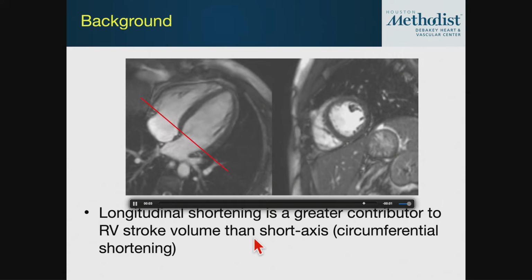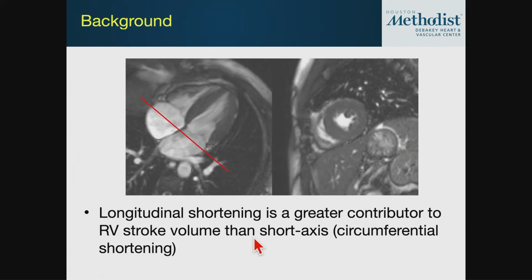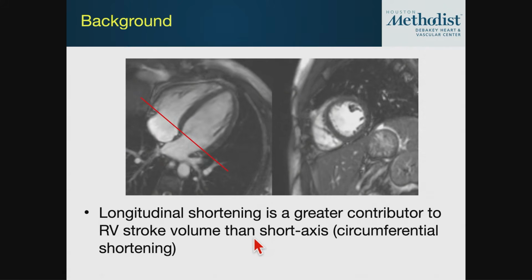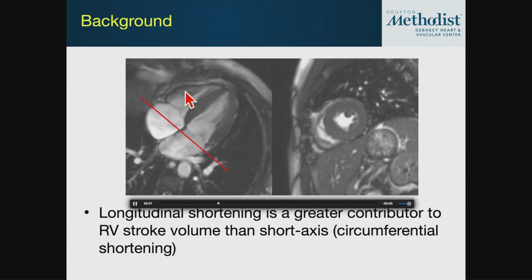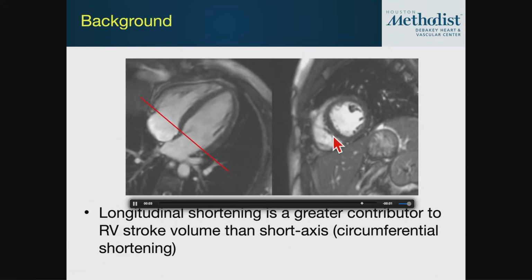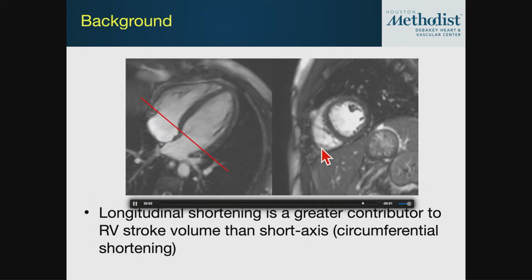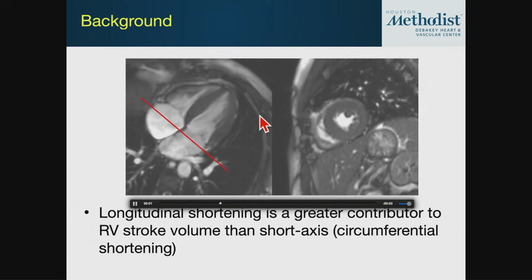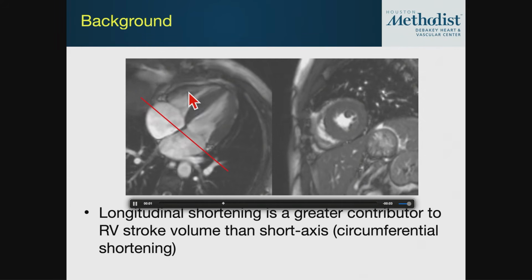And so longitudinal shortening is a greater contributor to right ventricular stroke volume than short axis or circumferential shortening. Also important to keep in mind, if you look at the shape of the right ventricle, it's almost a funnel shape. And so as a result, oftentimes when you're looking at just a short axis view, it may not seem like there's that much of a difference in size of an area between systole and diastole on any given short axis view. But it's important to recognize that any given imaging plane that you have is actually measuring a specific space or location in space.